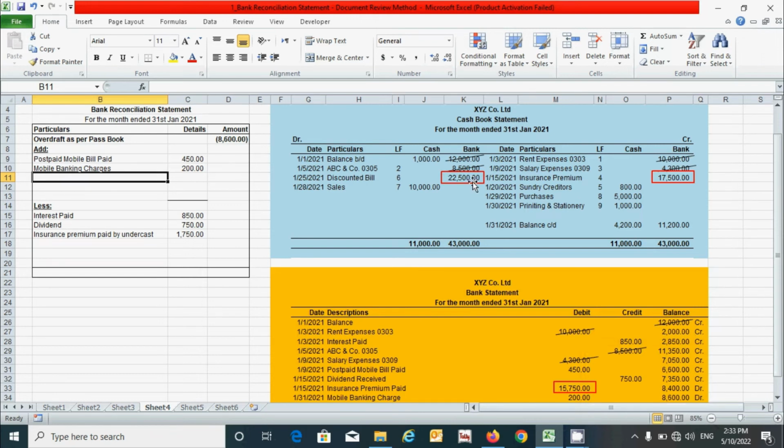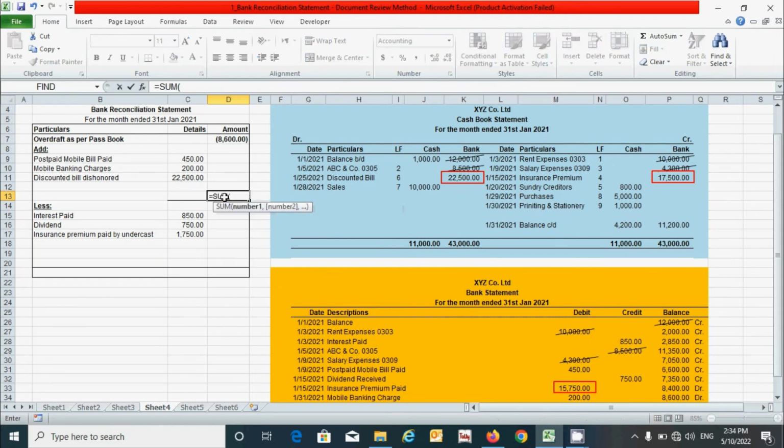So for this, just click here and type the name discounted bill dishonored. How much? 20,500. Now simply just add this value. So for this, click here and press the equal sign, type the sum function, and now select the range from here to here. Now press the enter key. Now similarly for these transactions, we have to add. But here we will use the value in the negative form.